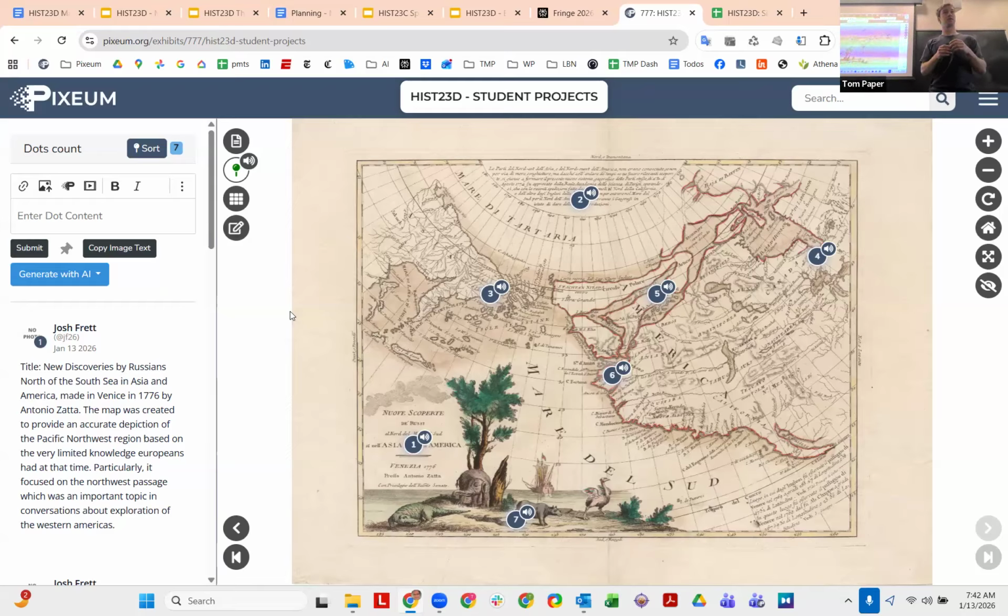Was there any part of the map that really surprised you when you were looking at it? I think mostly this part, all the islands. I was surprised that they had such an accurate depiction of this area. This is where I live. It's not great, but it's somewhat accurate.